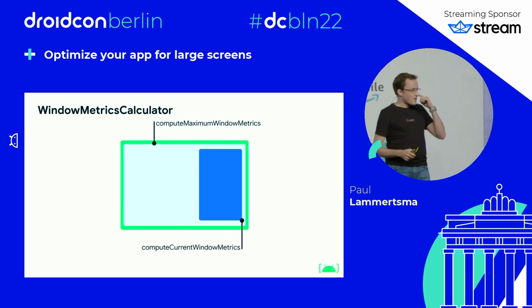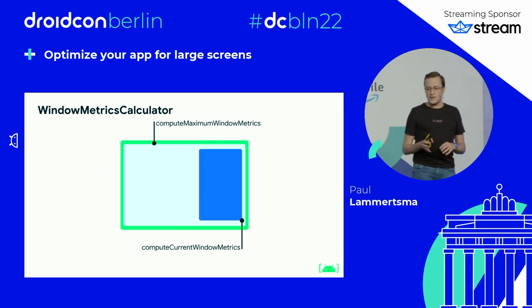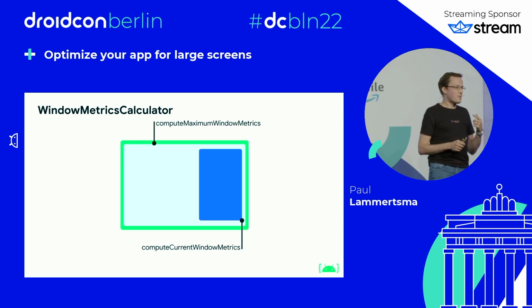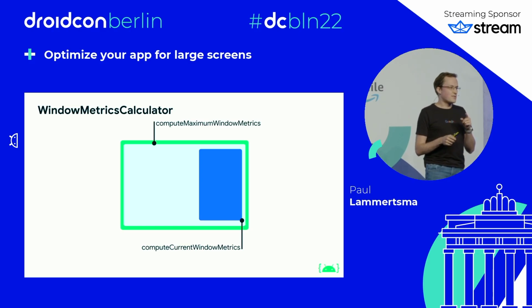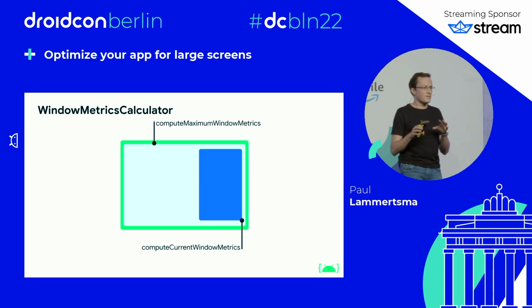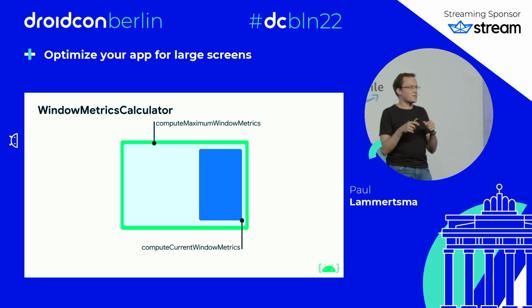So I keep on mentioning screen state available to the app. I should probably explain how we can differentiate screen classes. The preferred way to determine the screen space available to your app is through the current window metrics. So we have the window metrics calculator from the Jetpack WindowManager library. And compute current window metrics is the most relevant for your application. So you also have compute maximum window metrics. But we're mostly interested in returning a value that corresponds to the amount of screen real estate that is available to your app, not the entire screen.